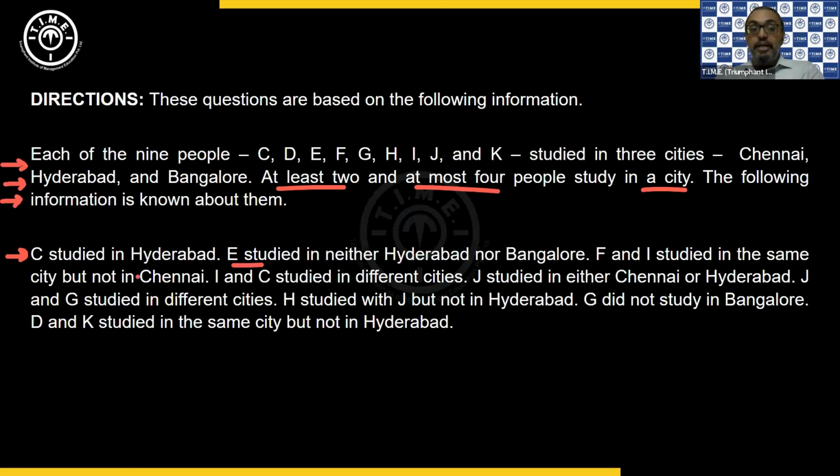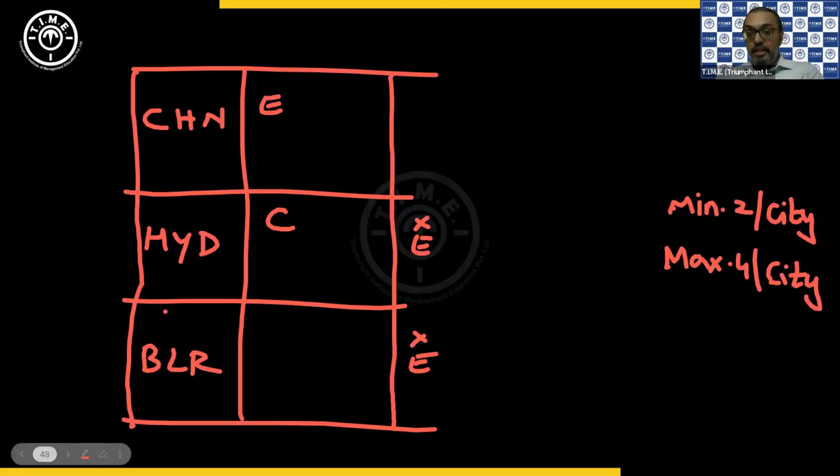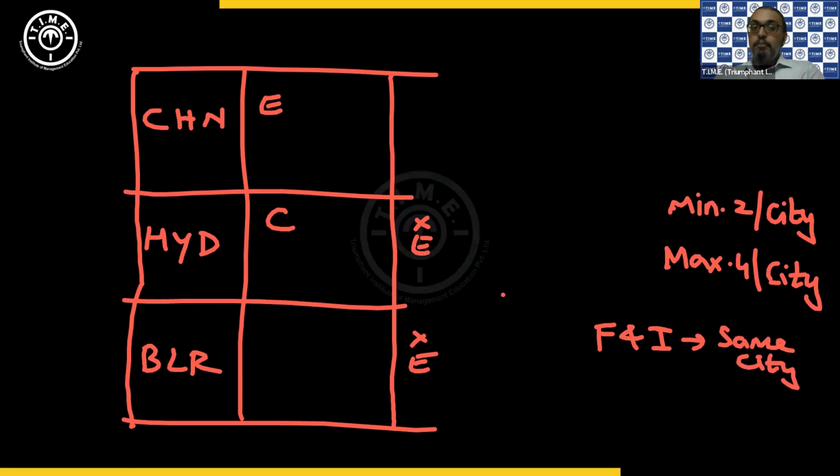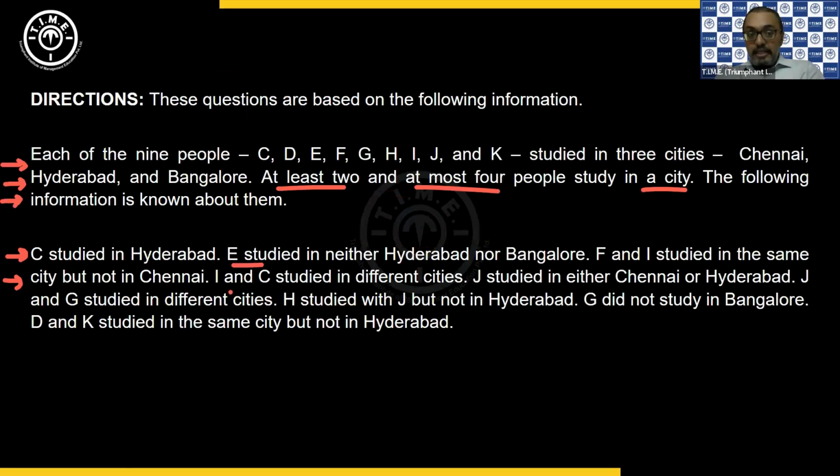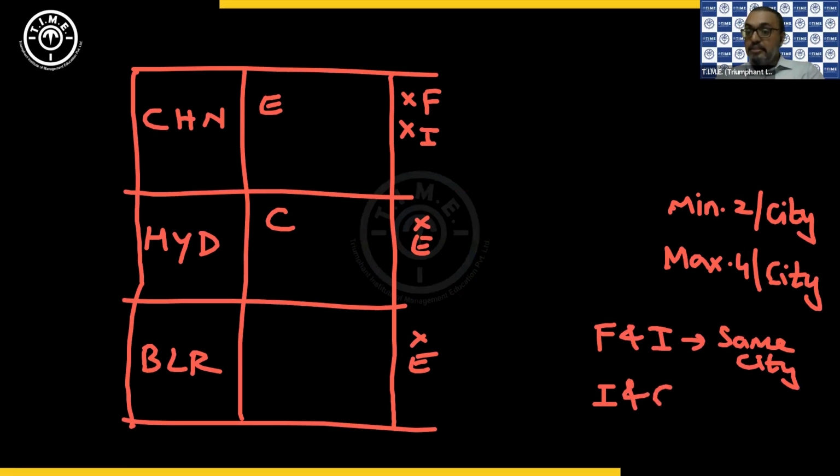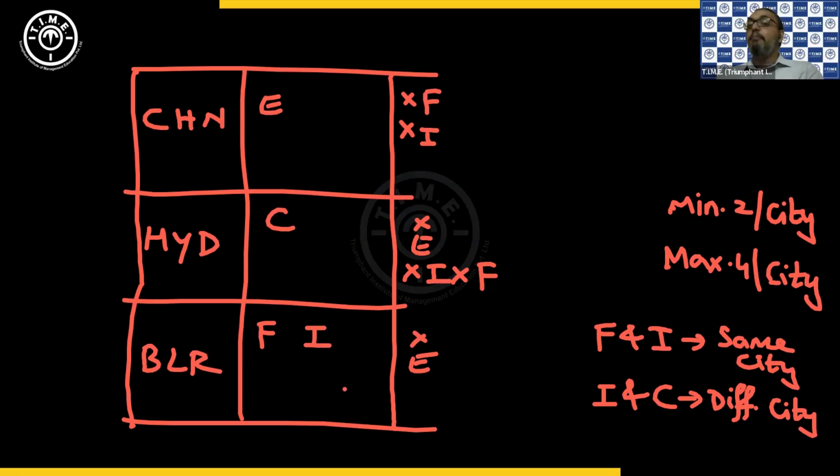Then F and I studied in the same city, but not Chennai. So we have F and I in the same city. Okay, but definitely not Chennai. Okay, we'll come back to that. Then next he said I and C studied in different cities. So I and C should be in different cities. Then definitely you cannot have I and F in Hyderabad also. So F and I now can be fixed in Bangalore only. Elimination. Because C is already in Hyderabad.